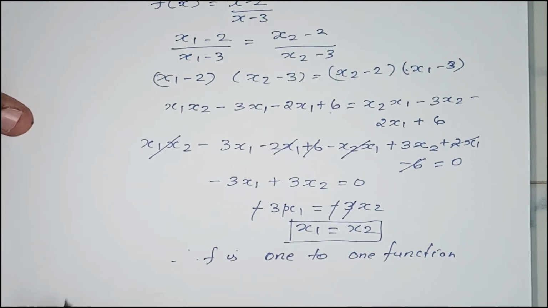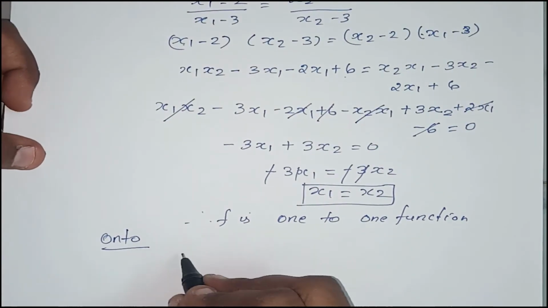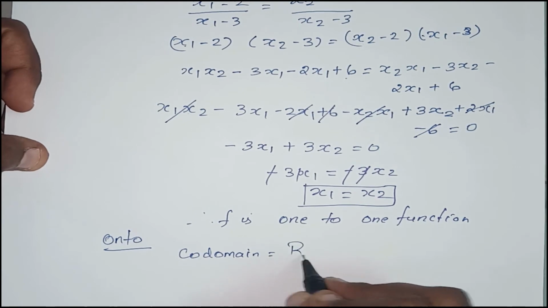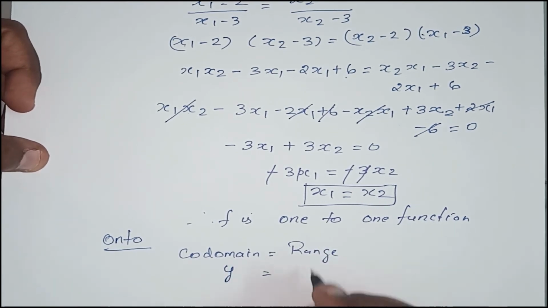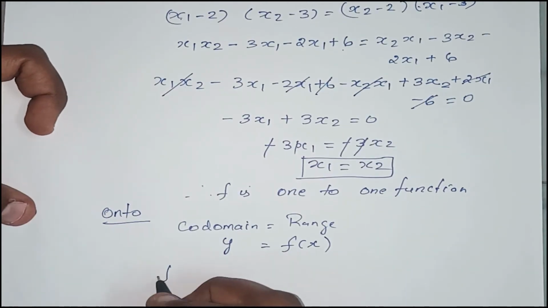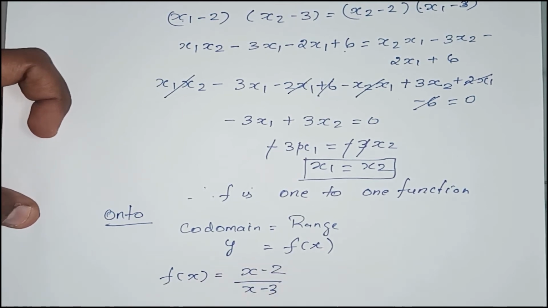Next we need to check whether it is onto. For onto we need to prove codomain is equal to range. Codomain is nothing but y, and range is nothing but f of x. So here f of x is given as x minus 2 divided by x minus 3.